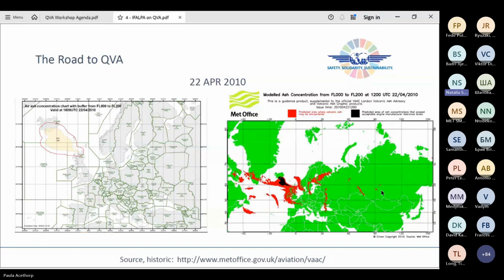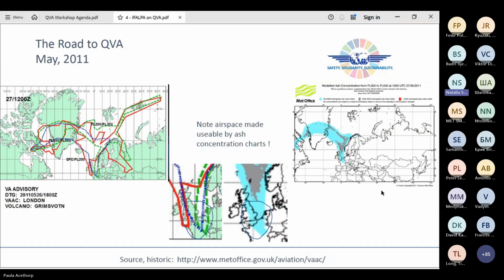Then the evolution continued. UK Met showed the same day, same time here. They showed the predicted ash concentration that exceeds acceptable engine manufacturer tolerance. So that's black. And you can get some more ash in red. That's already progress. And this is then a year later, essentially, where we are now.